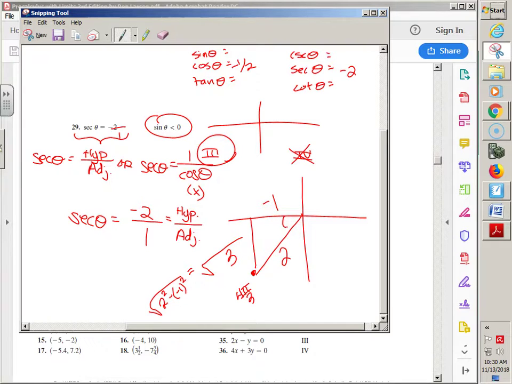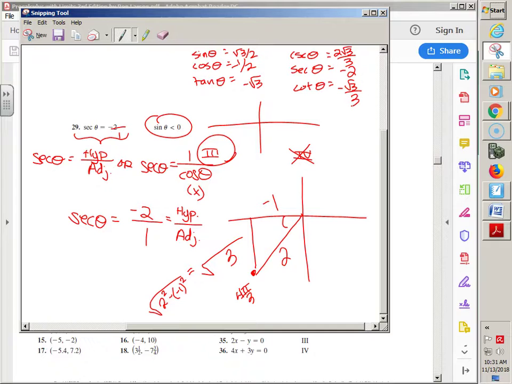So I can do SOH, cosine, rationalizing, and then TOA would be negative root 3, and cotangent flips. So I would find these ones, and then I would flip them.